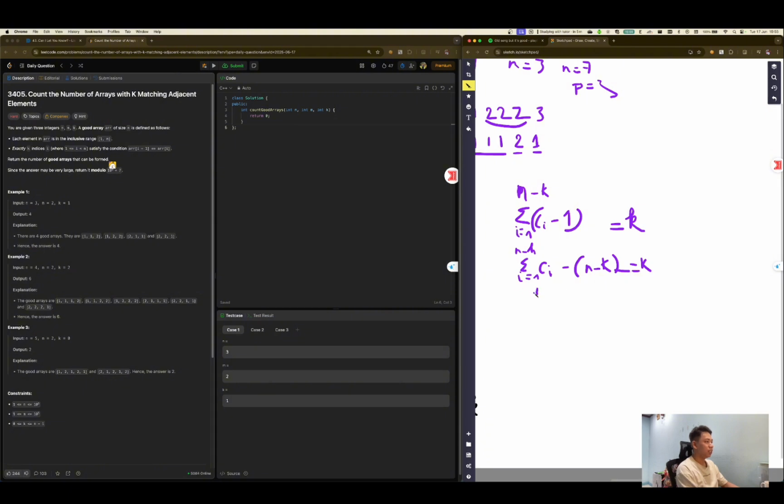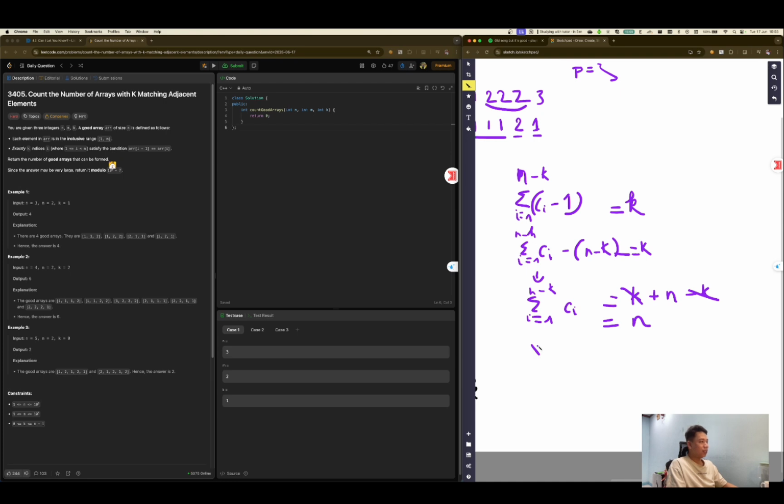Equals k. So I write again the sum from 1 to n minus k of ci equals, I convert, k plus n minus k. And we remove this, equals n. So what we got here is a new problem: c1 plus c2 plus up to c(n minus k) equals n. Okay, it's a candy division problem.